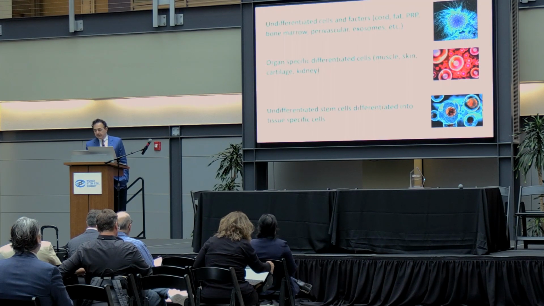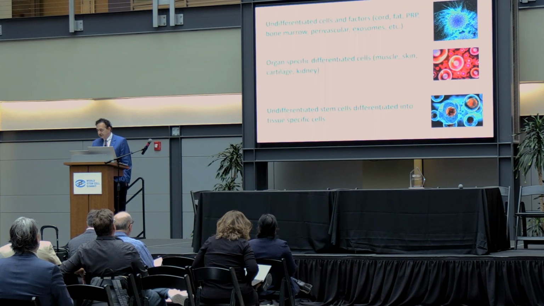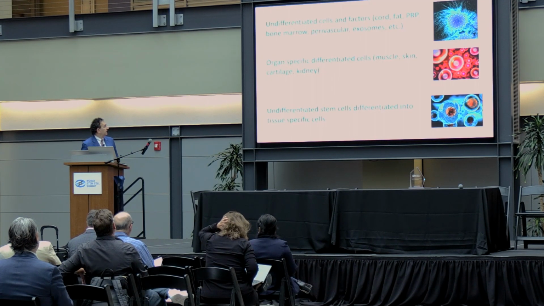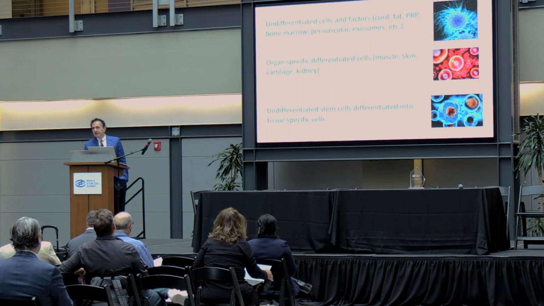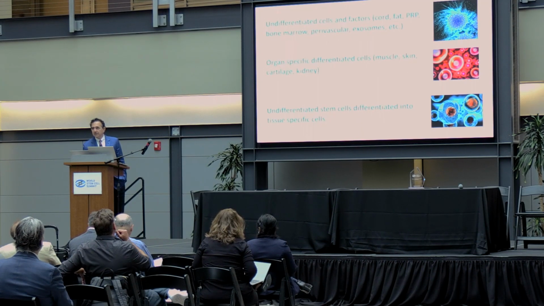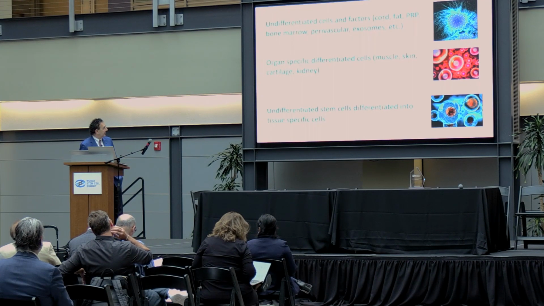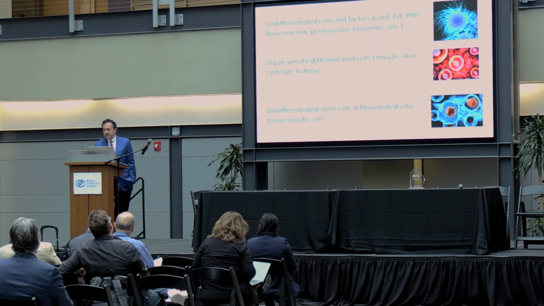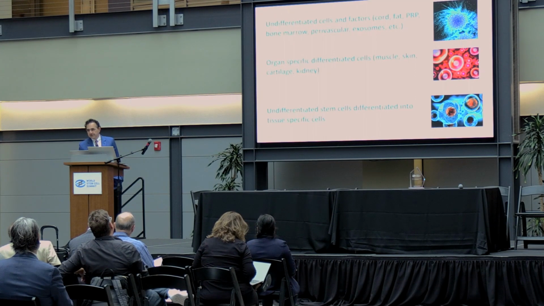And there are three basic areas of cells that I'd like to talk about. First is the area of undifferentiated cells and other types of factors that actually go into the body. And then I also want to talk about organ-specific differentiated cells. And I want to talk about undifferentiated stem cells that we can actually use. So those are the three areas I'd like to cover real briefly with you today.